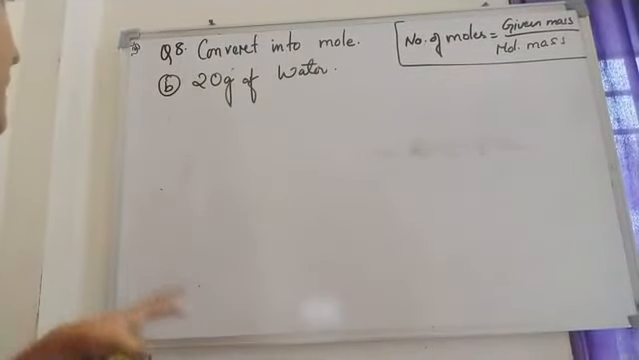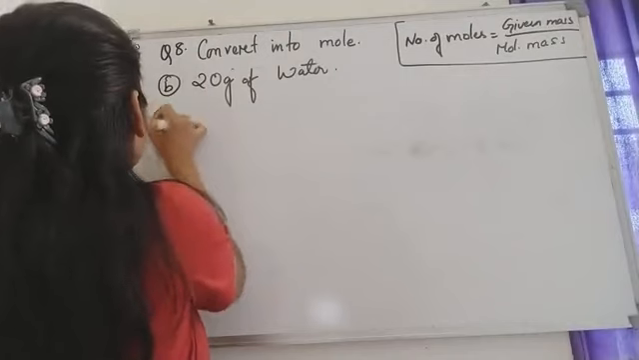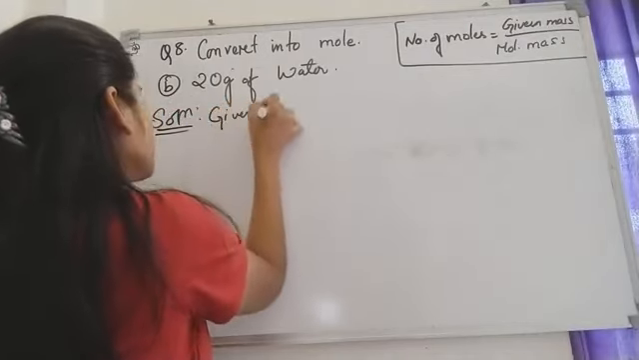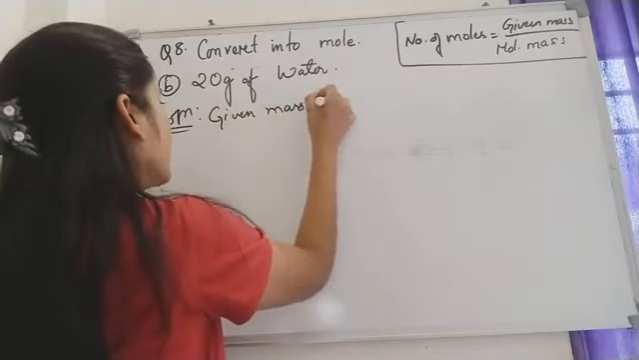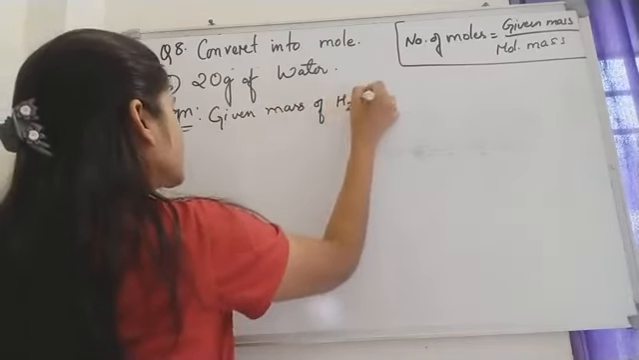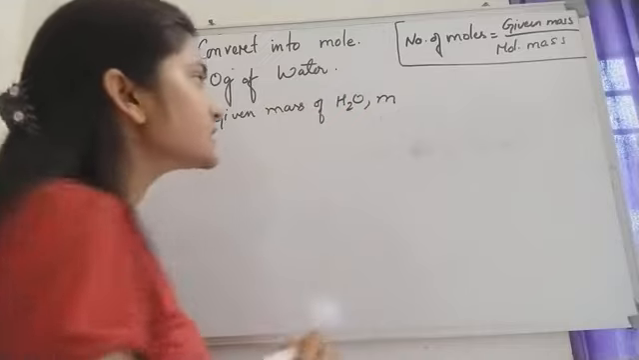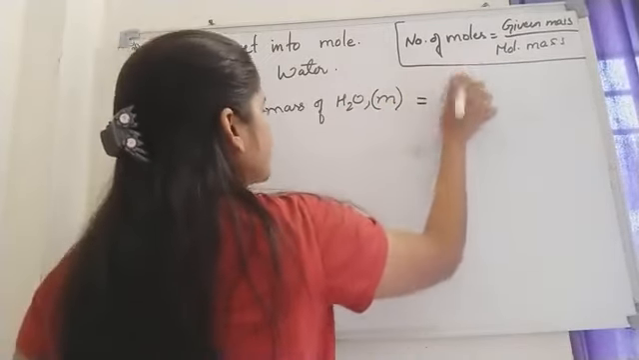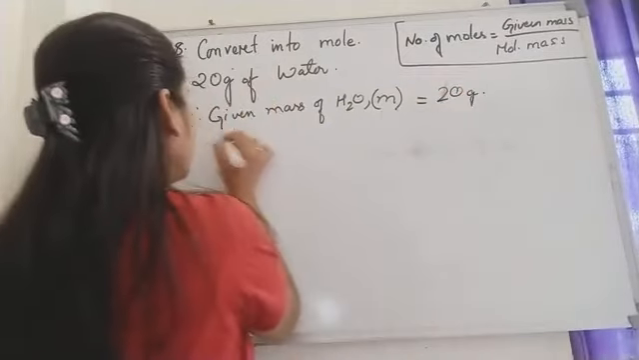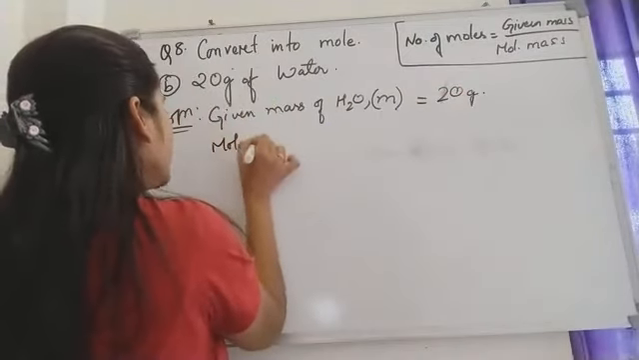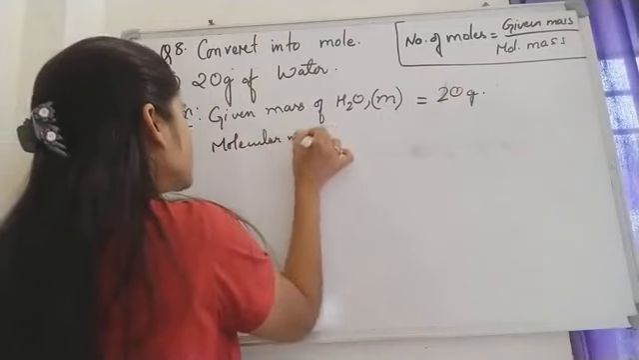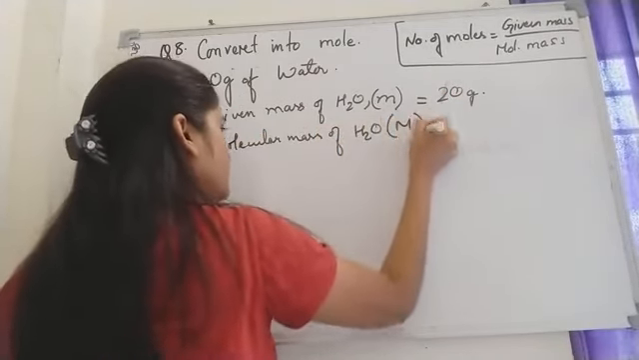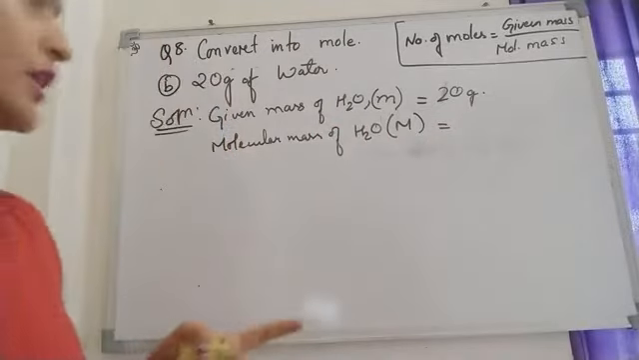So next is 20 gram of water. Same thing. First write down what is given. The given mass of water, that is H2O, is small m, that is 20 grams. Now, what do you have to find out? You have to find out the molecular mass of water, that is capital M. It will be equal to how much? We have to calculate.